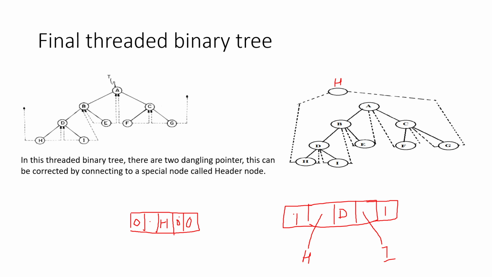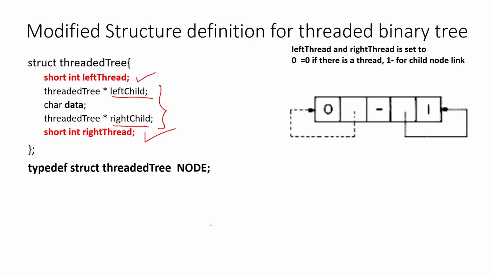So threaded trees are a special type of tree where null pointers are eliminated. There will be no null pointers. To differentiate the normal link and the threaded link, we have to add two fields, one for the left and one for the right. The value can be 0 or 1. 0 indicates that the link is a threaded link. 1 indicates that it is a normal link. That's all about the threaded binary tree. Thank you.